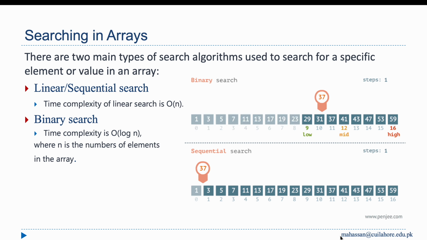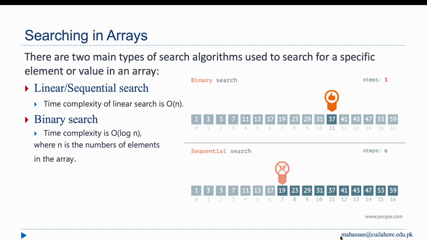There are two main types of searching algorithms used to search for a specific element or value in an array. The first one is linear or sequential search, and the second one is binary search. Linear search, also known as sequential search, is a simple searching algorithm that searches for a specific element or value in an array in a sequential manner. As you can see in the animation, it compares each element in the array with the target element until a match is found or the entire array has been searched.